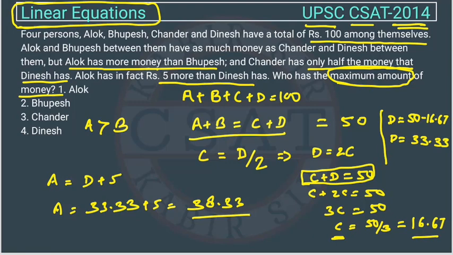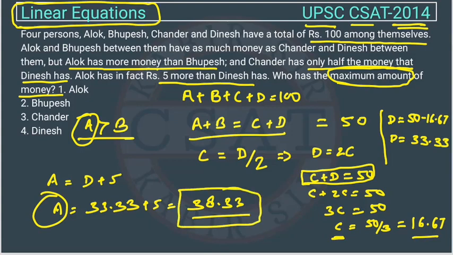So who has the maximum amount of money? B can't have the maximum amount of money, so no need to calculate, because A is having more money. Out of these three, Alok is having more money, 38, because Chandar is having 16 and Dinesh is having 33. So A is having the maximum amount of money. So the answer will be option A, right? So this is the answer.